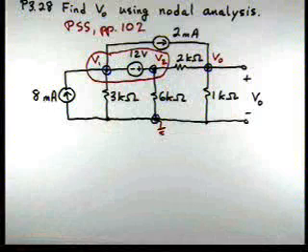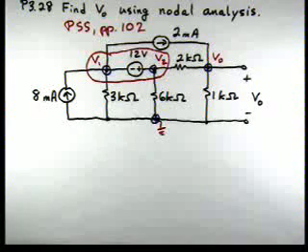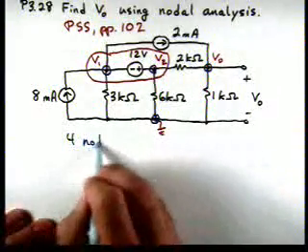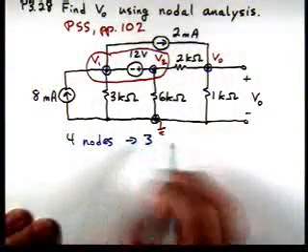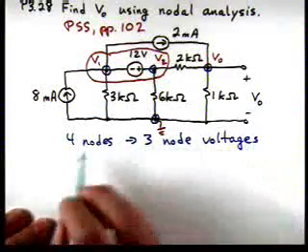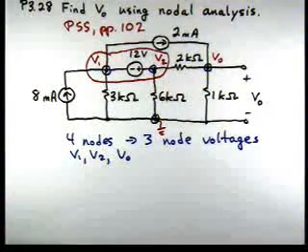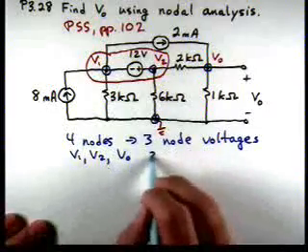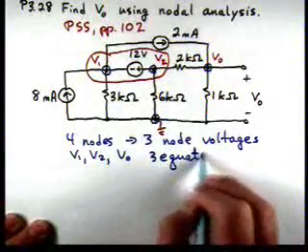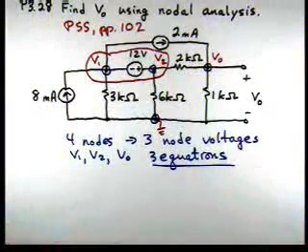Recall, when we have a voltage source connected between two non-reference nodes, we're going to be using the supernode to solve. So now, if we look, we have 4 nodes. So that means we have 3 node voltages. And our node voltages are V1, V2, and V0. So again, we're going to need 3 equations. We're going to wind up writing 3 equations to solve for the node voltages.